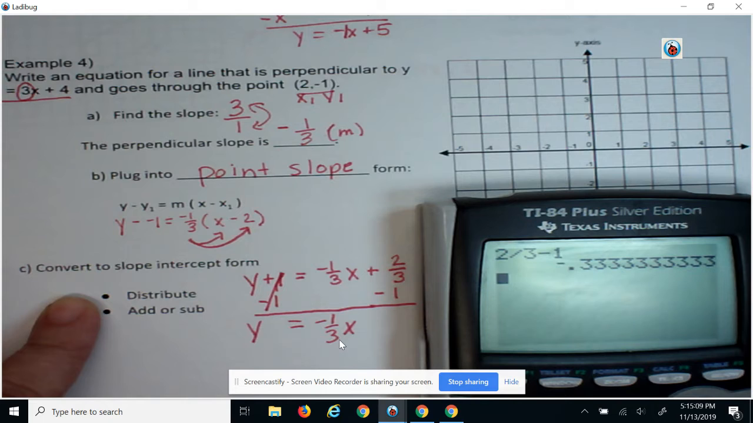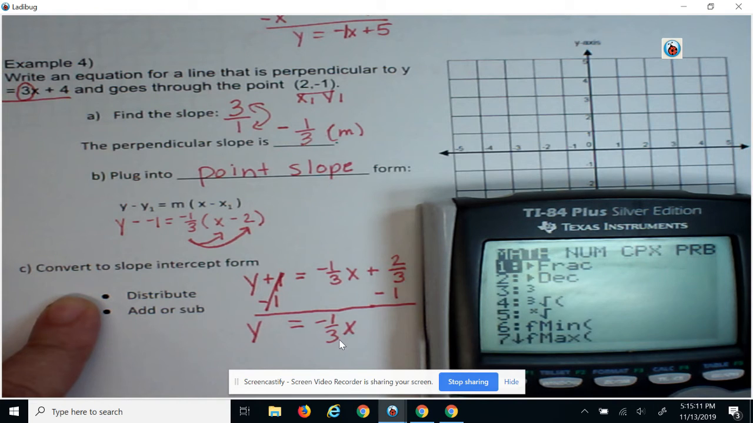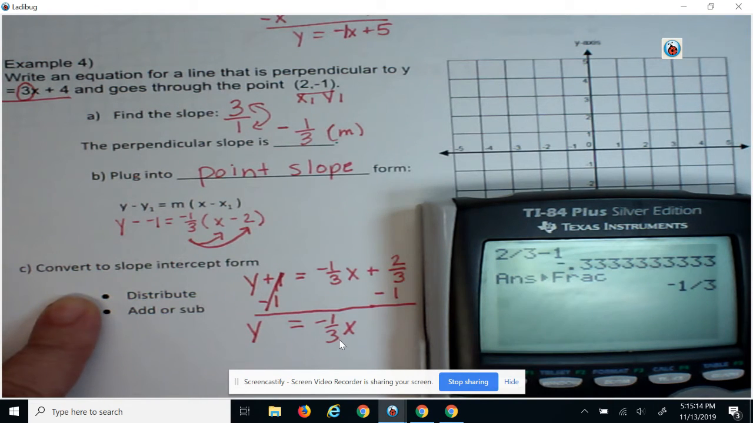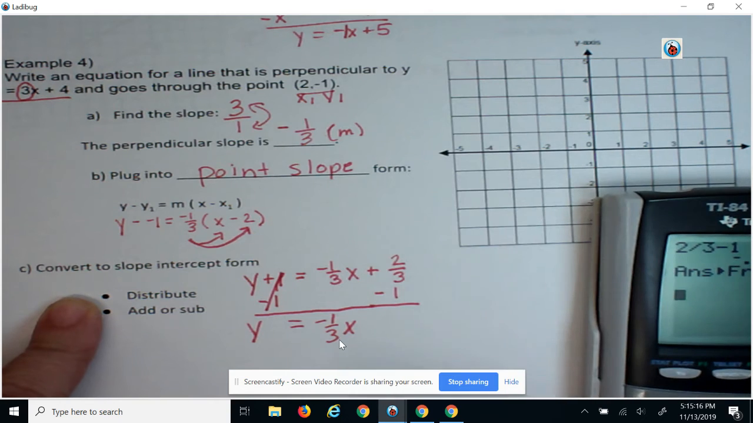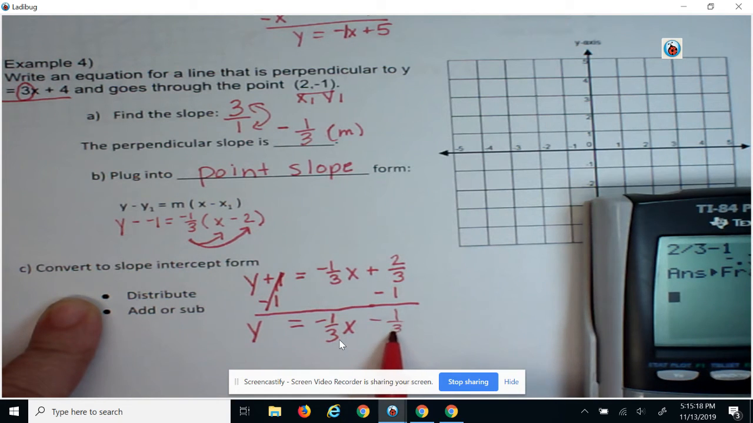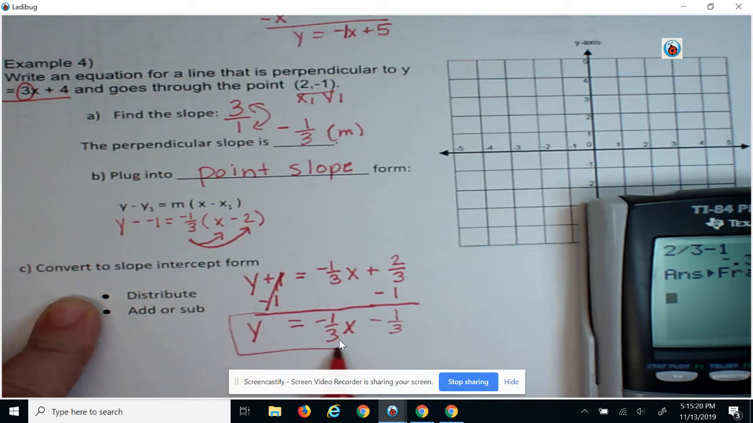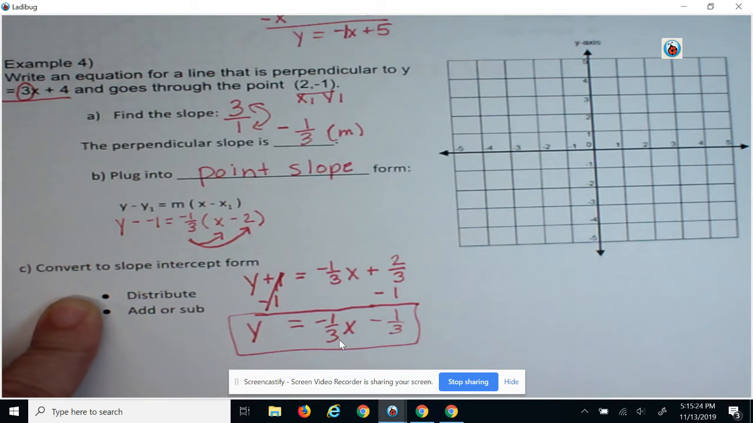And make it a fraction. So I'm going to push math, enter, enter. Gives me negative 1/3. Okay, there's my line that is perpendicular and goes through the point 2, negative 1.